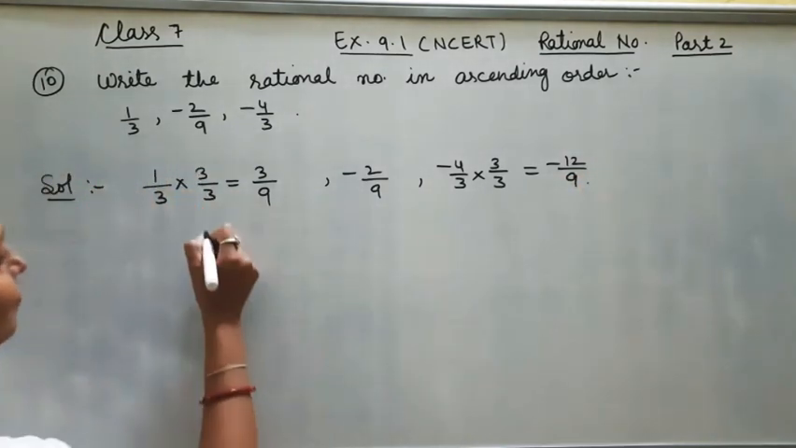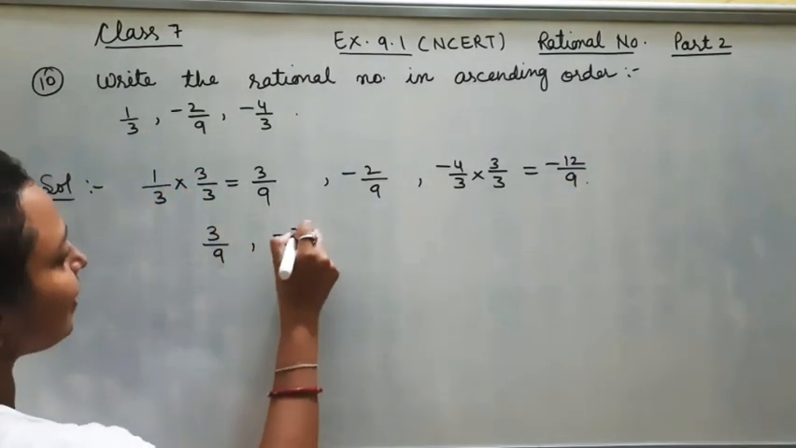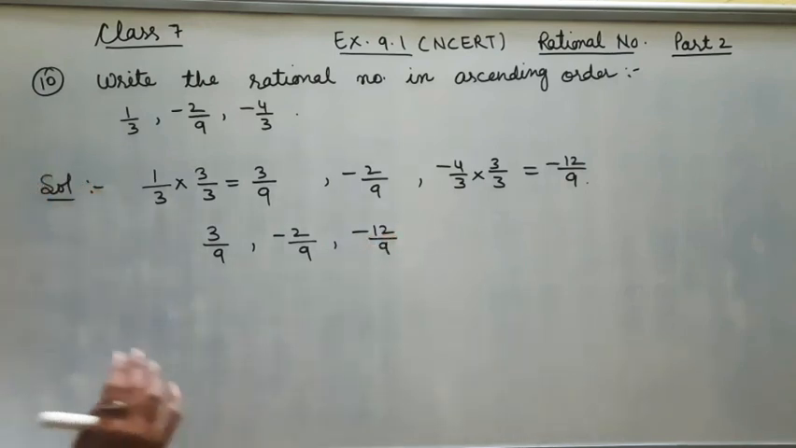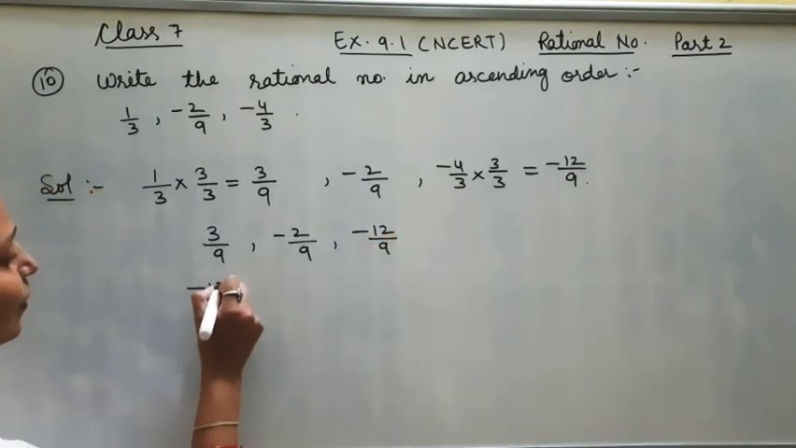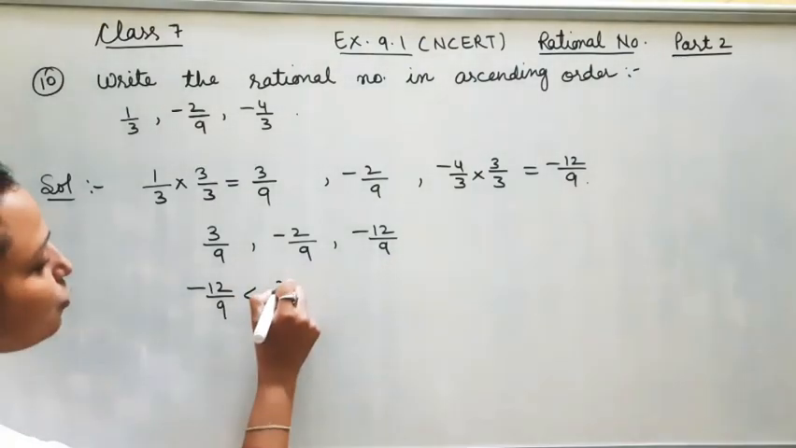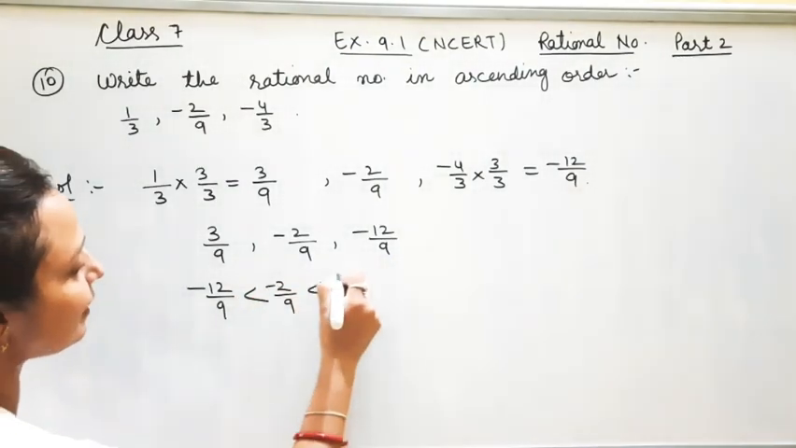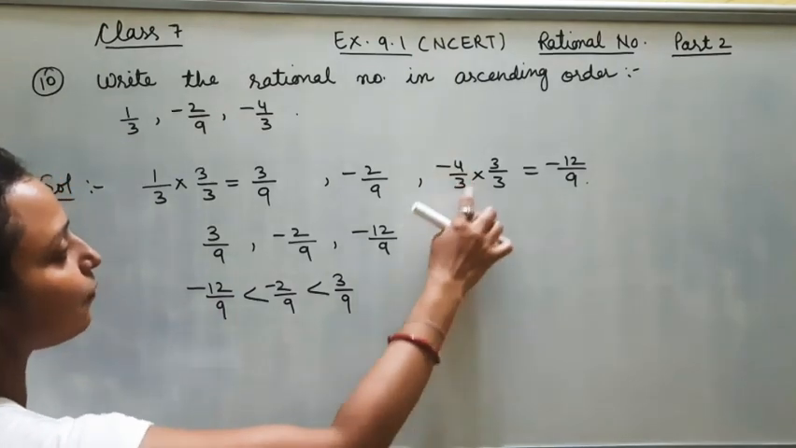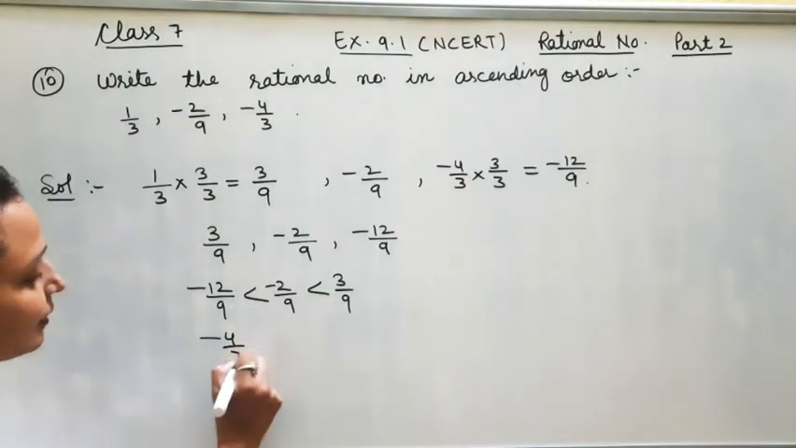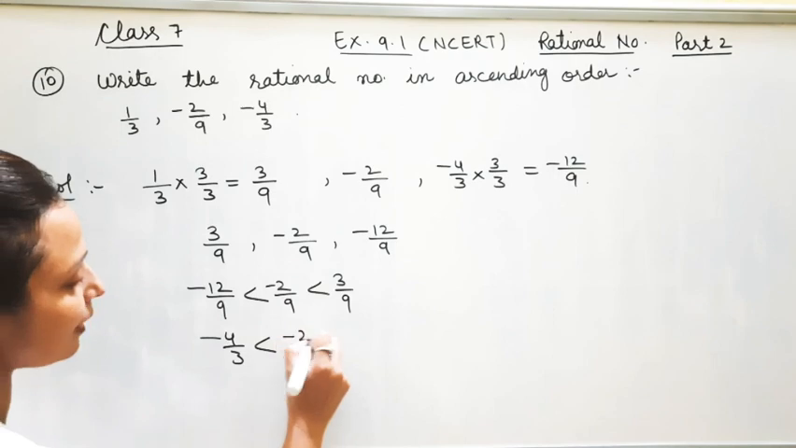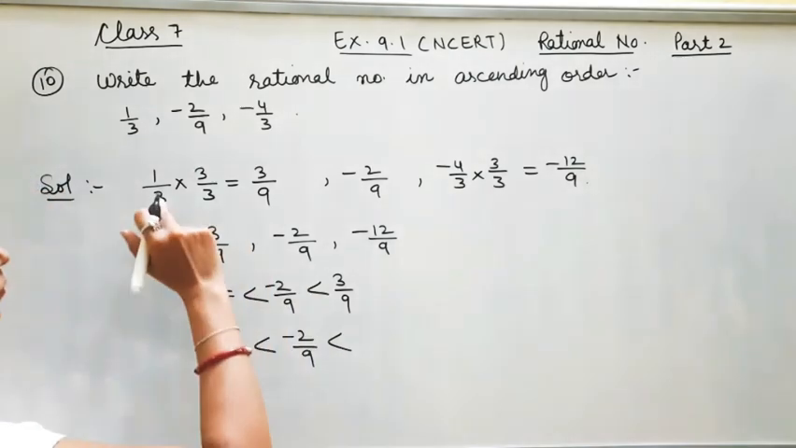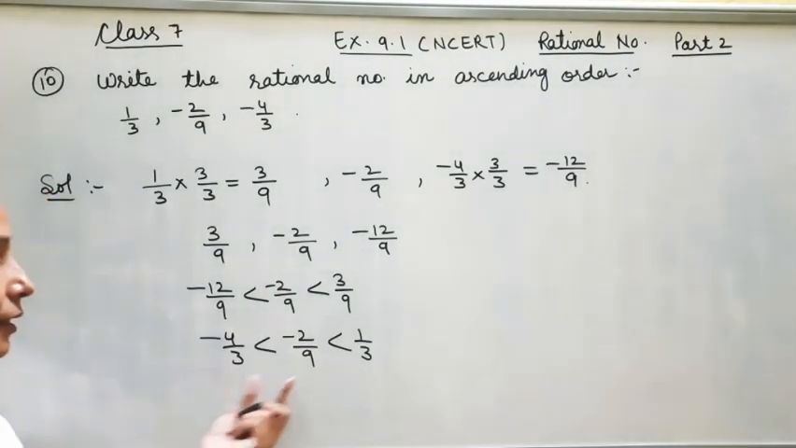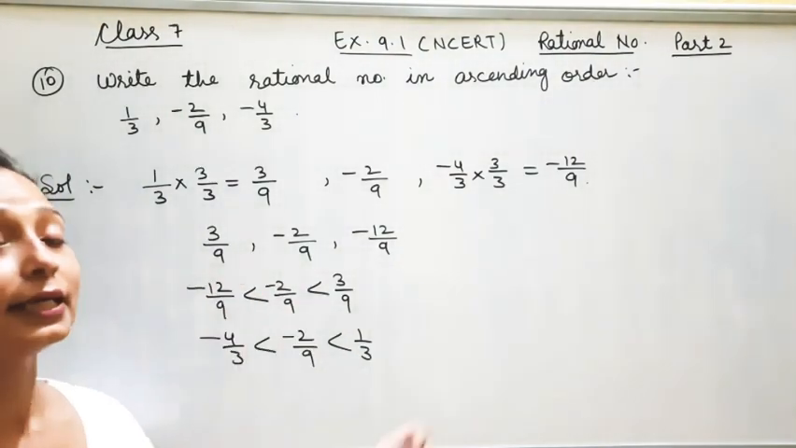So I have three numbers, 3 by 9, minus 2 by 9 and minus 12 by 9, right? Now the smallest one is minus 12 by 9, then minus 2 by 9, then 3 by 9. So minus 4 by 3 is less than minus 2 by 9, which is less than 1 by 3. So this is the ascending order, smaller to greater.